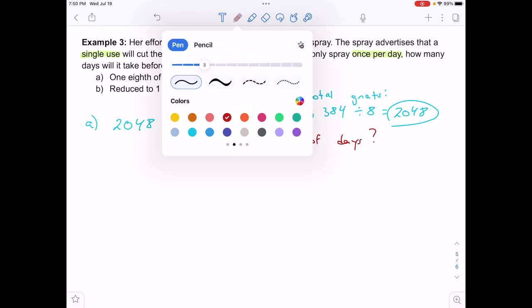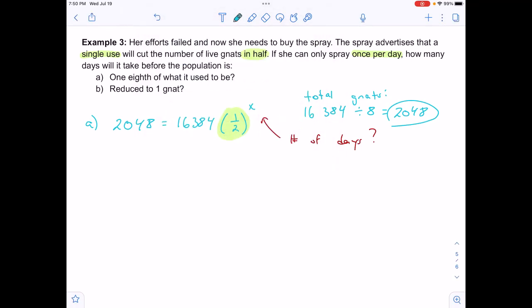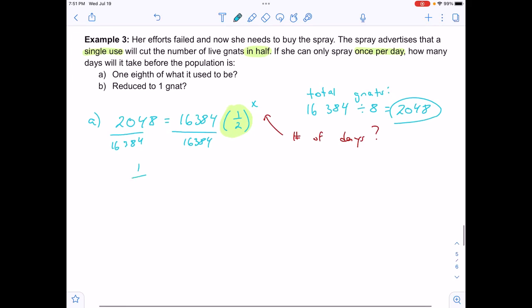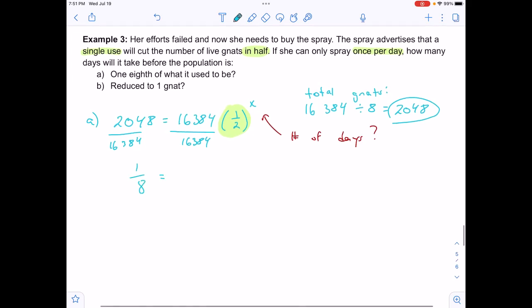Okay, now we're going to solve. I'm going to divide both sides by 16,384. Sorry, 2,048 divided by 16,384 gets me to an eighth, is equal to 1 over 2 to the power of x. And this makes sense because I was looking for 1/8 of the population.